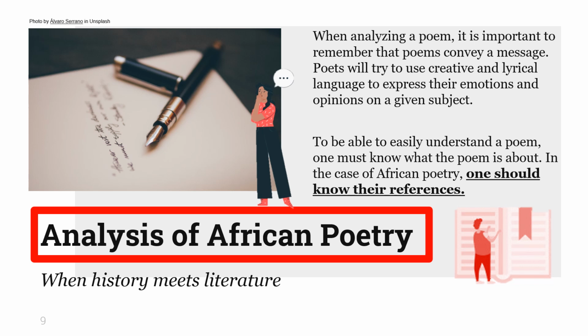So, African poetry or African literature is when history meets literature. You already know a little bit of what these African slaves or these African people have experienced in the past 17th to 18th century. So that's enough to really understand most of their works of literature.